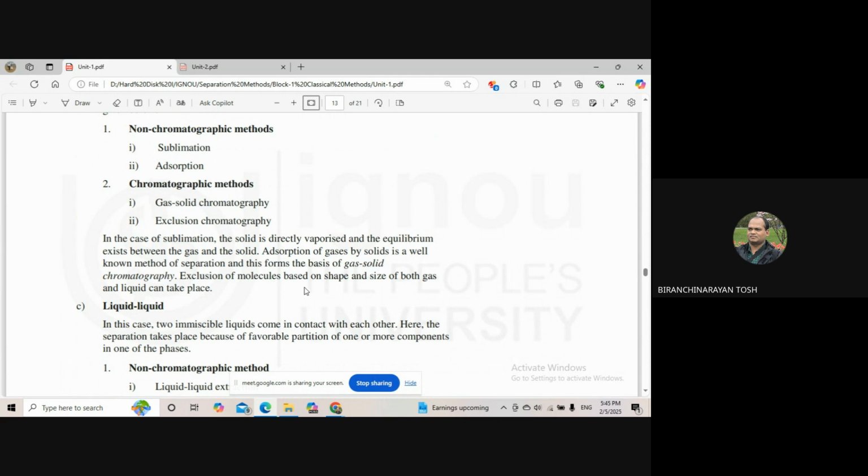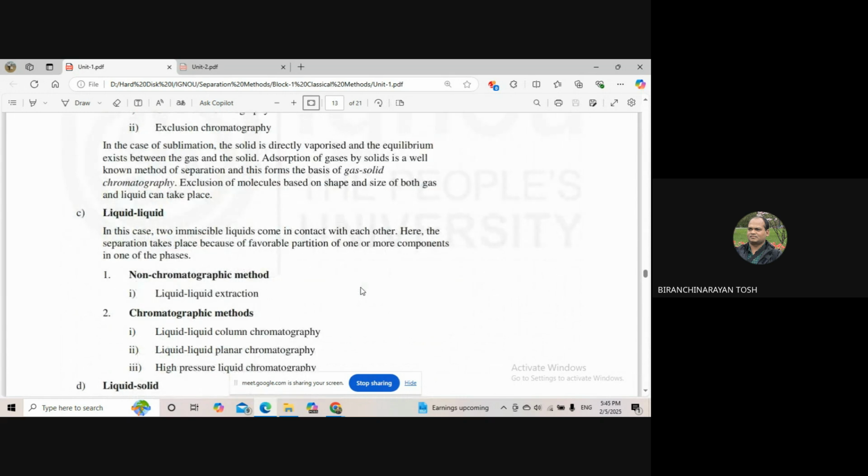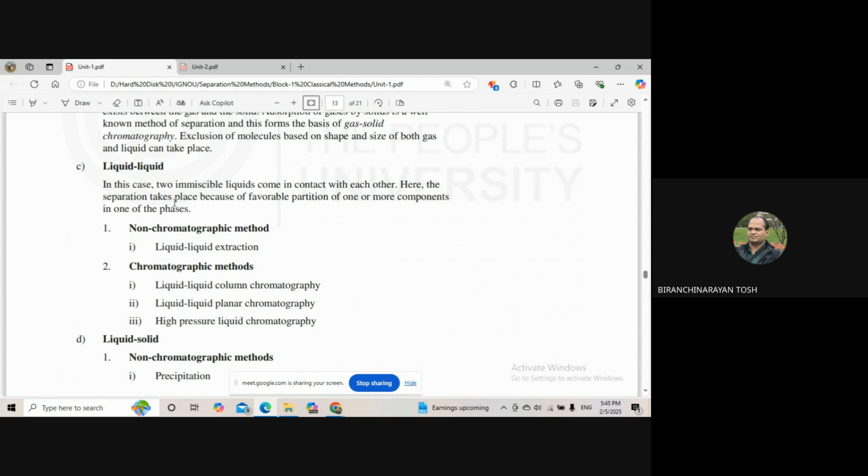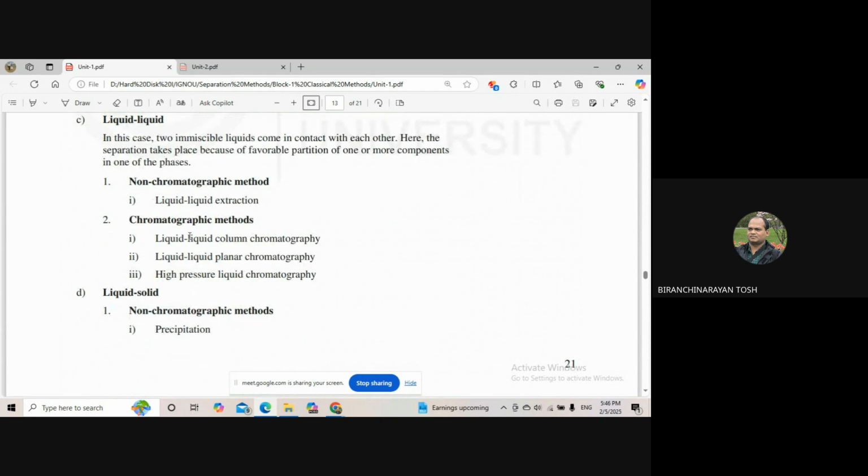Exclusion of molecules based on shape and size of both gas and liquid can take place in exclusion chromatography. And in liquid-liquid equilibrium systems, both the phases are liquid. Two immiscible liquids come in contact with each other, okay, not miscible. Here the separation takes place because of favorable partition of one or more components in one of the phases. In non-chromatographic methods, we have liquid-liquid extraction. In chromatographic methods, we have liquid-liquid column chromatography, liquid-liquid vapor or planar chromatography, and high pressure liquid chromatography. These are in the liquid-liquid equilibrium method.